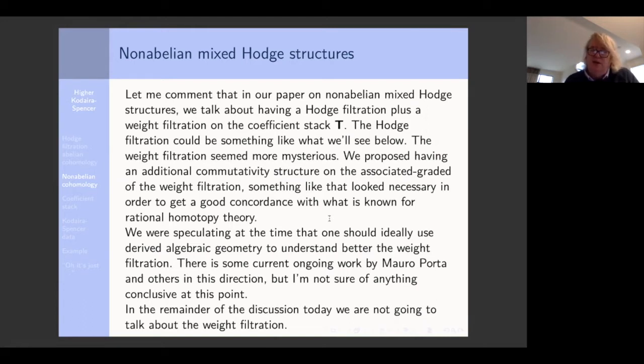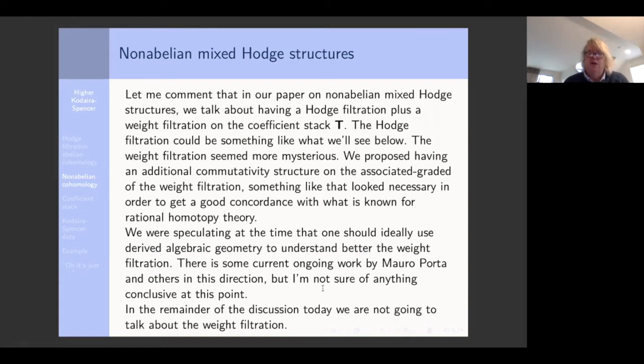And that's going to maybe improve some questions about the weight filtration. So I think, if I'm not mistaken, that Mauro Porta has some current ongoing work in this direction, but I'm not sure what the current status is. So anyway, we're not going to talk about the weight filtration today any further.